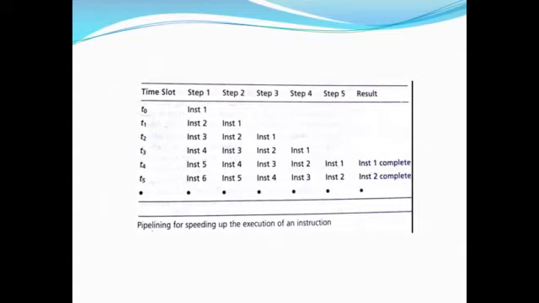Now we can see here pipelining for speeding up the execution of any instruction in a DSP. The time slots I have taken as T0, T1, T2, etc., till T5. At step 1, instruction 1 is used. So step 1 of instruction 1 we consider here, and when we go to step 2, instruction 2 starts its first step, and instruction 1 enters the second step. So it is a process where these operations are done in a pipelining process.